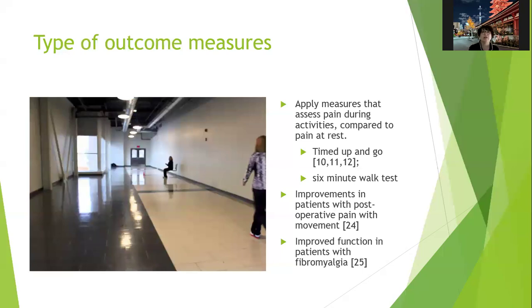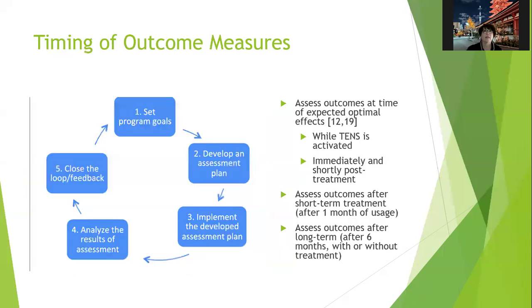So applying something like the Timed Up and Go, the 6-minute walk test, improvement in patients with post-operative pain, or function in patients with fibromyalgia. There are some different outcome measures that you can use for those specific instances. So the whole idea is we want to improve people's function. It's not just about doing passive treatments.